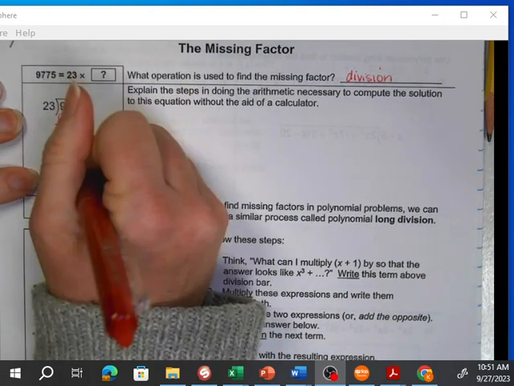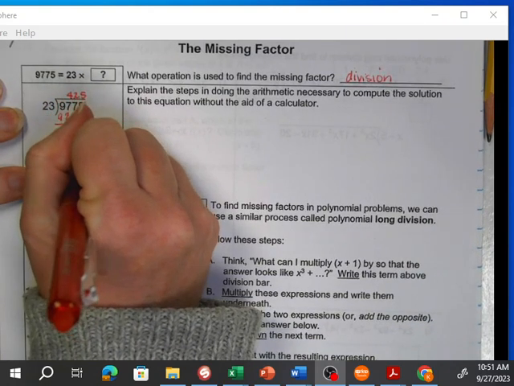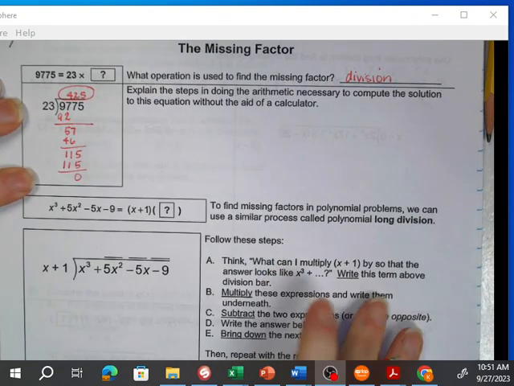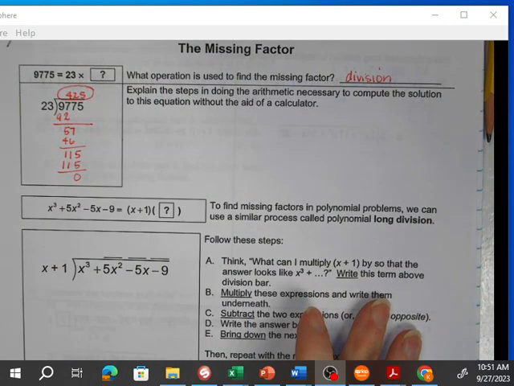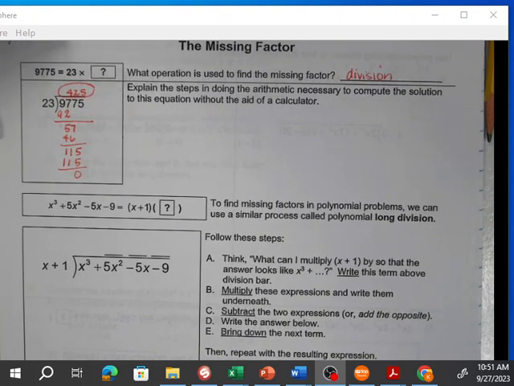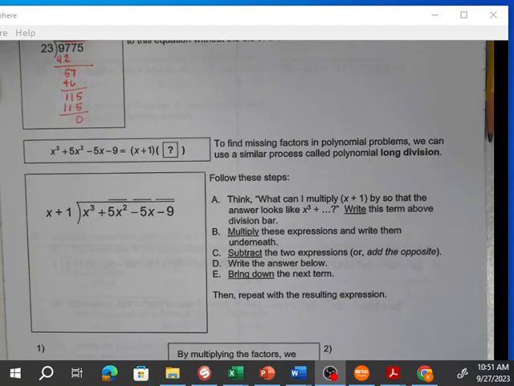5 times. 5 times 23 is 115. So there's no remainder here. So the missing factor is 425. Everybody remembers long division? Okay, well, good. Because now we're going to long divide polynomials.